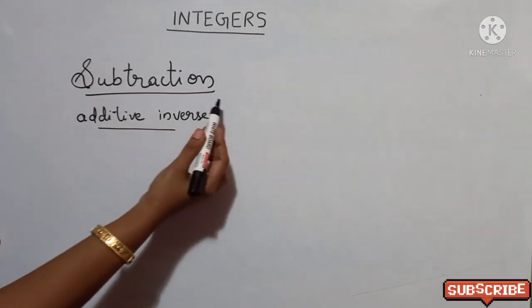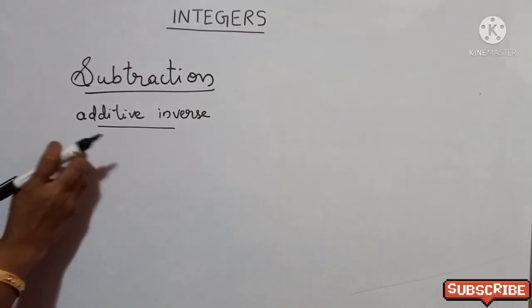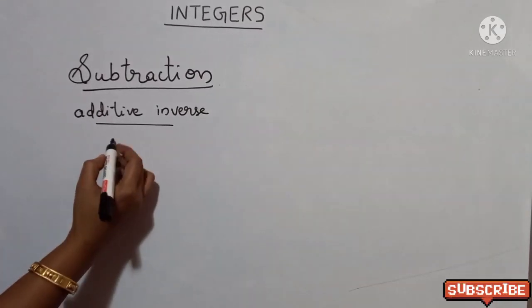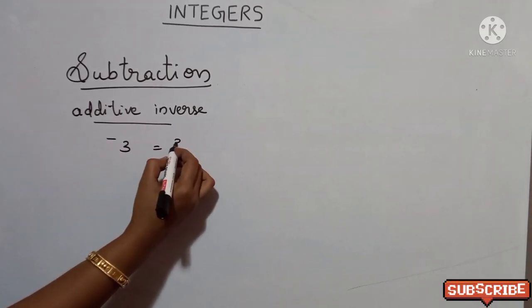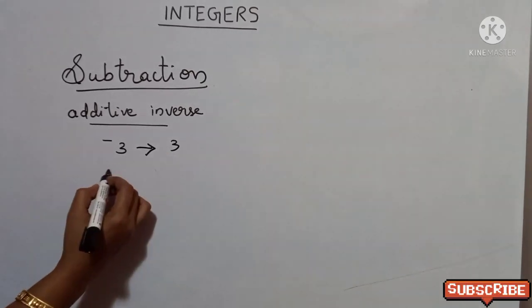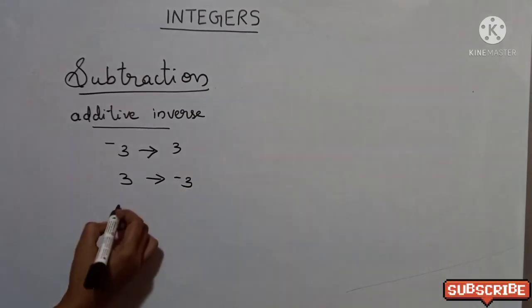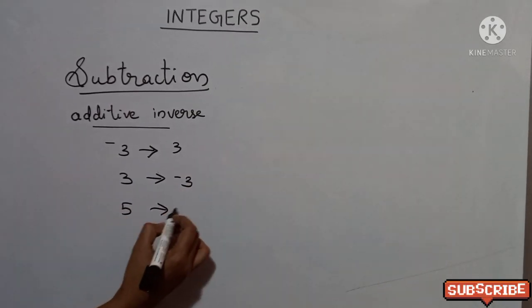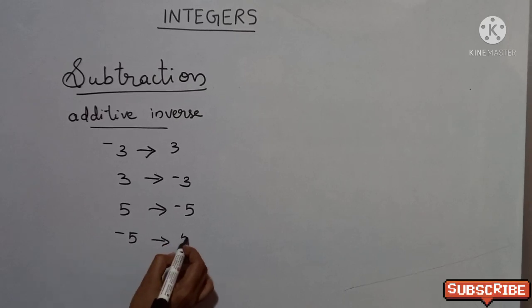Okay, then let us move to subtraction, and before that let us see how to find the additive inverse of a number. The additive inverse of minus 3 is equal to 3. The additive inverse of 3 is minus 3. The additive inverse of 5 is minus 5. The additive inverse of minus 5 is 5.